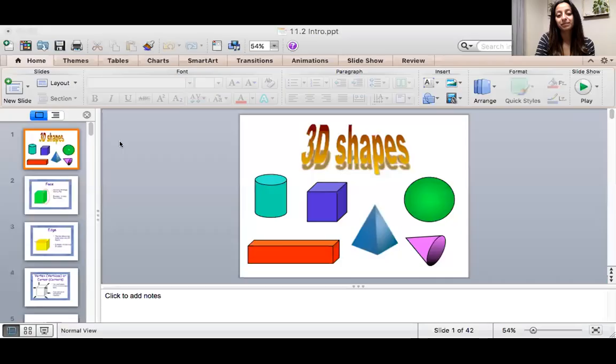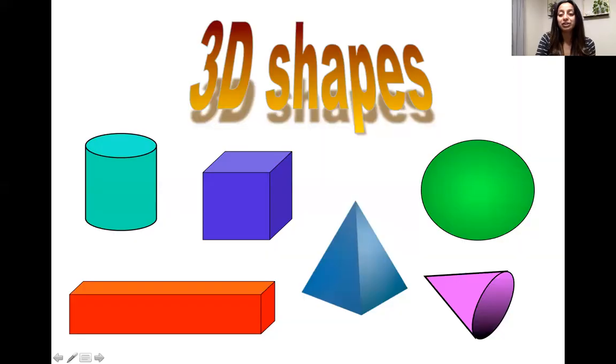We're not going to be learning a new math lesson today. We're going to just review what we've already learned about 3D shapes. Let's get started. So here are some of the 3D shapes that we've learned so far. We have a cylinder, a cube, a rectangular prism, a pyramid, a sphere, and a cone.